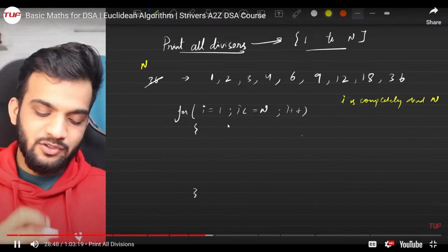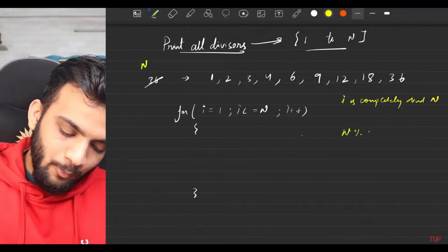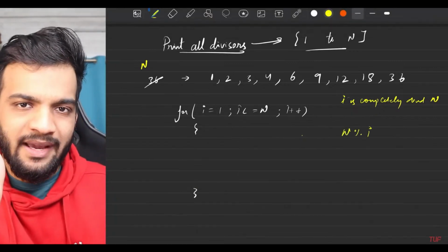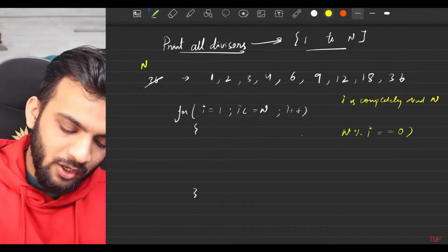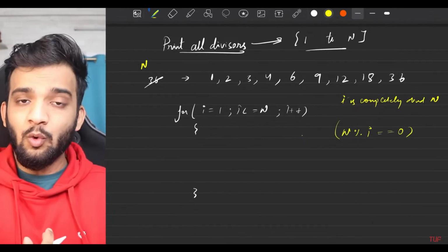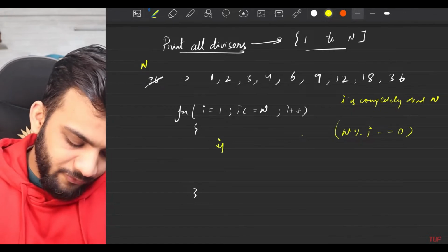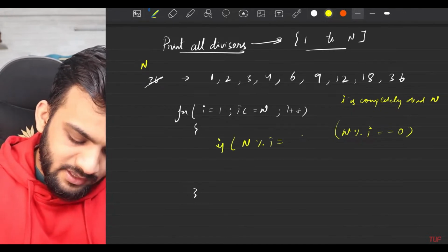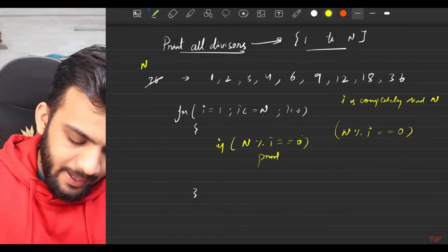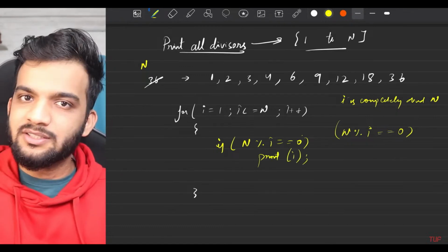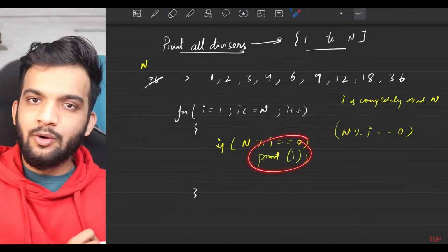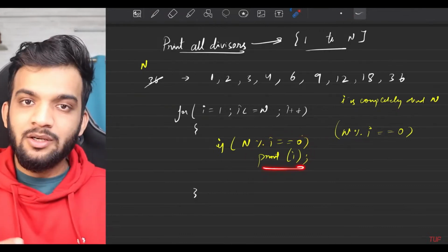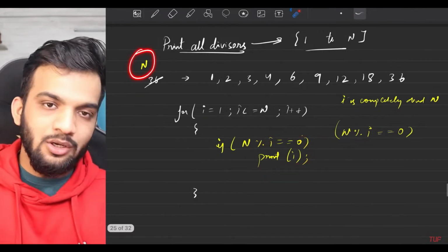When I say leaving a remainder of 0, it means if I do n modulo i, the value should be 0 because it's completely divisible. So I'll say, if n modulo i is equal to 0, I will go ahead and print i, using cout in C++ or System.out.println in Java. In this way, I'll be able to print all the factors of a particular n.